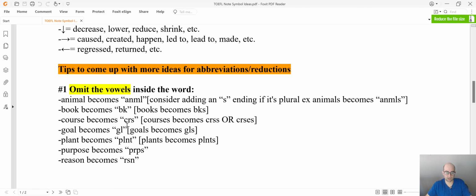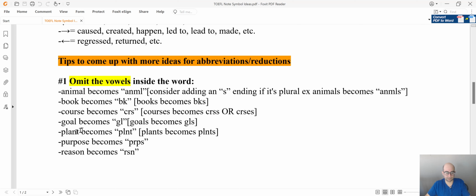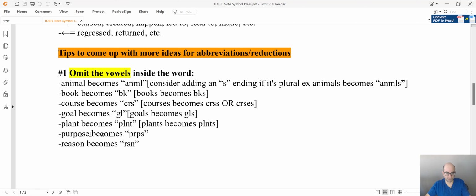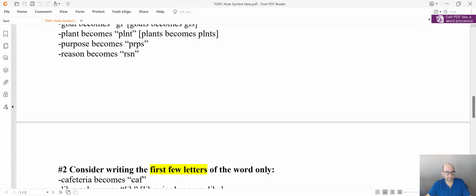So course, CRS, for the plural form, you could write it as CRSS or even throw in the vowel there. I contradicted myself for just a second, but for the plural situation, it might make it just easier to understand your abbreviation here. Goal becomes GL or goals, okay. Plant becomes PLNT, and you get it with the plural form. Purpose, PRPS, reason, RSN. And you could make these plural as well, but most of the time I hear them use the singular form, so I just left it as it is here.